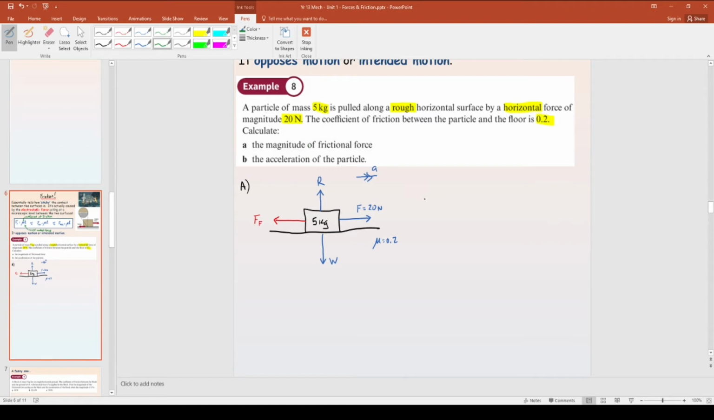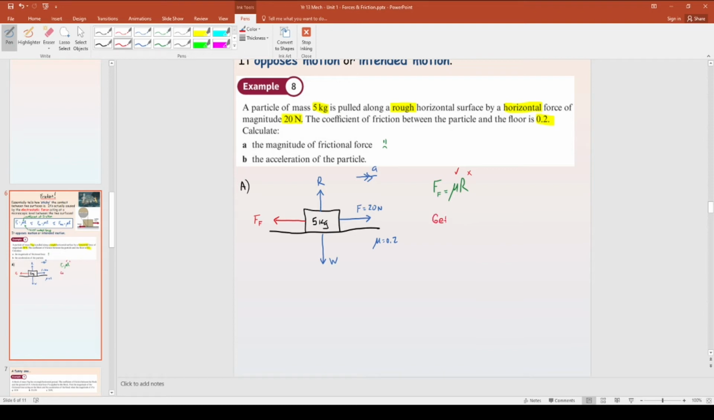Anyway, let's do the magnitude of the friction. I don't like this. Makes me sad, that one. So here we go. We have to number plug, unfortunately. So force of friction is mu R. We already know what mu is, so that's a great big tick. Mu is 0.2, but we don't know what R is. So we need to get R.